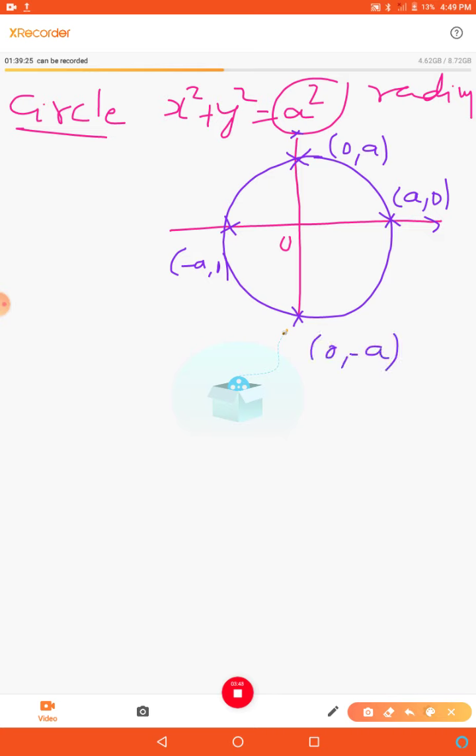So x square plus y square is equal to a square represents a circle with a as the radius and origin O as the center. Also we have the equation of an ellipse. The path of the earth around the sun is elliptical, and that is called Dirgharutta, a long circle.